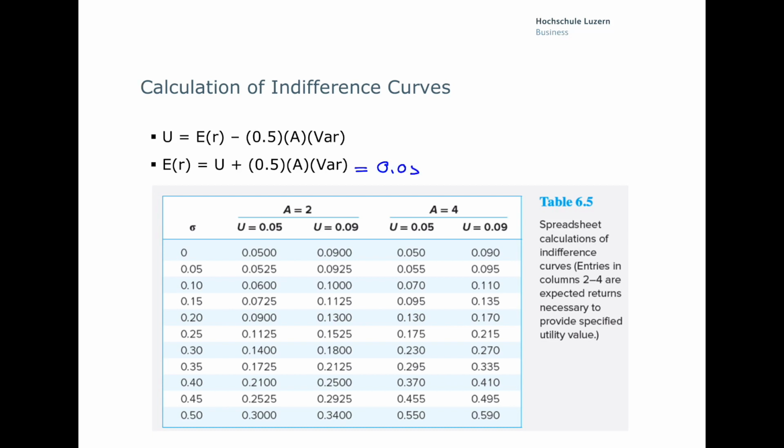Now we find the expected return the investor would require to maintain the same level of utility when holding a risky portfolio, say, with a standard deviation of 5%. Using the formula, the necessary expected return increases to 0.055. We can repeat this calculation for other levels of standard deviation and other levels of risk aversion, resulting in 4 indifference curves shown in the table below.